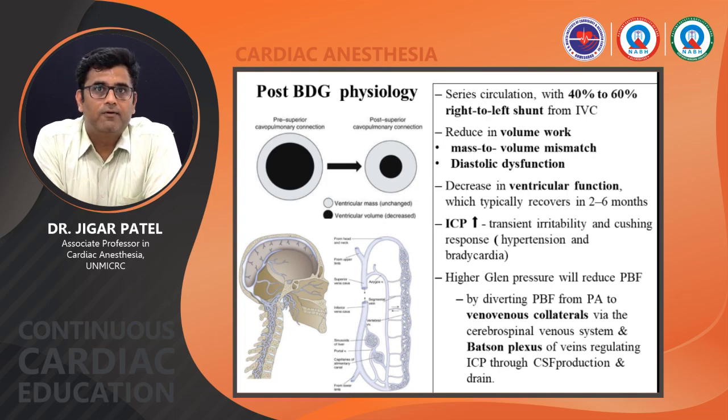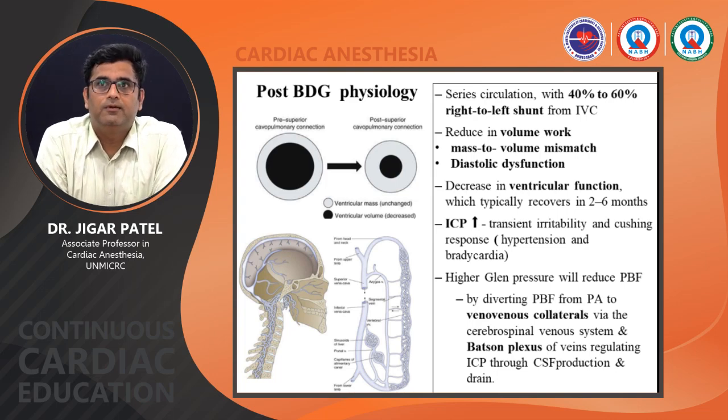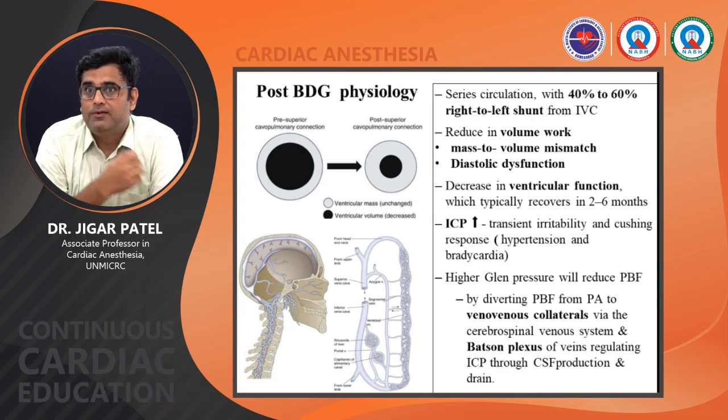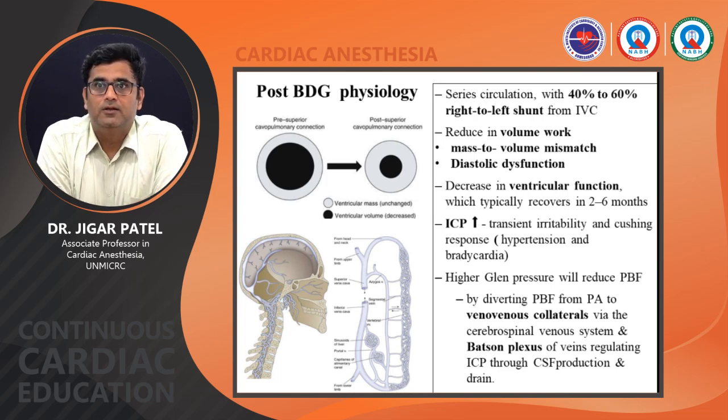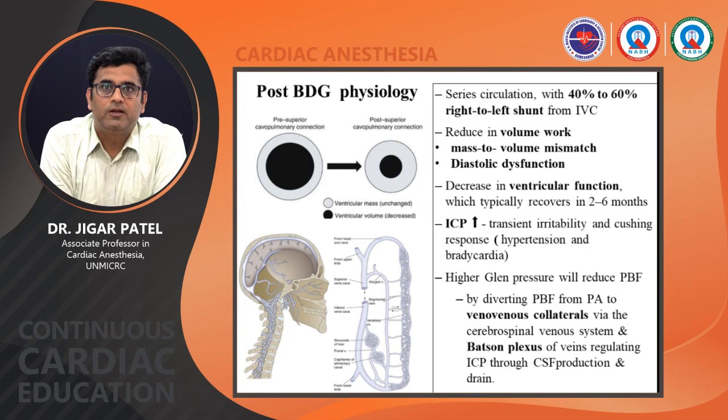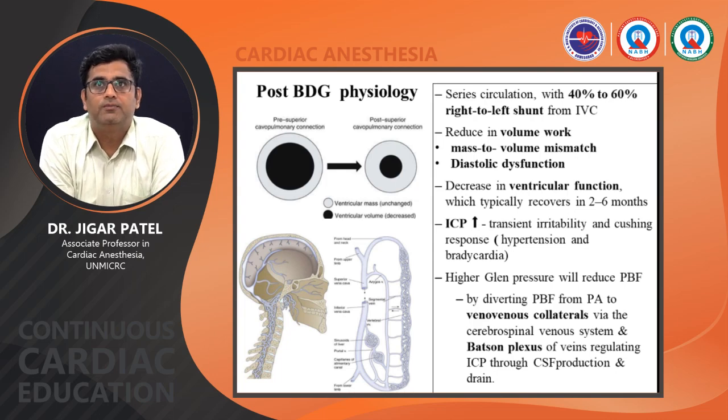This is due to diversion of pulmonary blood flow away from the pulmonary artery to the veno-venous collaterals, which are present in the cerebrospinal venous system. It is also known as Batson plexus. If high Glenn pressure persists post-operatively, it will divert pulmonary blood flow away from the pulmonary artery through the veno-venous collaterals in the lower body, by this spinal venous system and Batson plexus. So it will reduce pulmonary blood flow and the patient presents with hypoxemia.